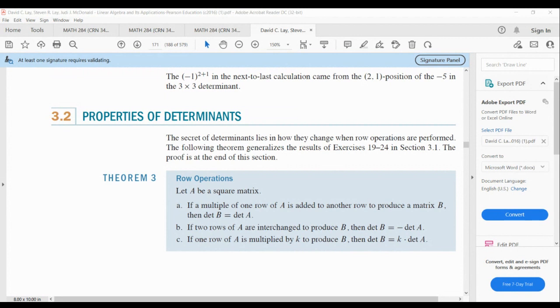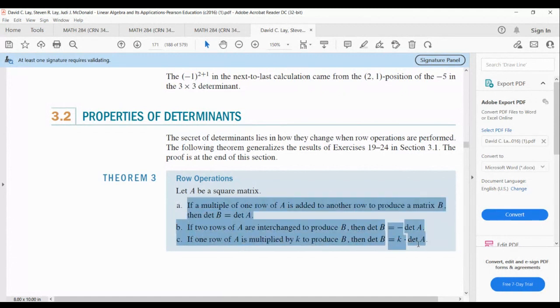So we can utilize some properties of determinants to help us speed up finding determinants. We can use these properties in conjunction with cofactor expansion. So there are three key properties in theorem 3 for properties of determinants from section 3.2.